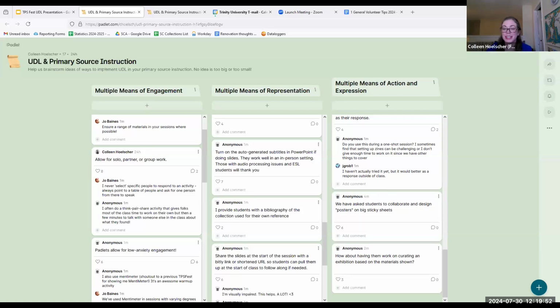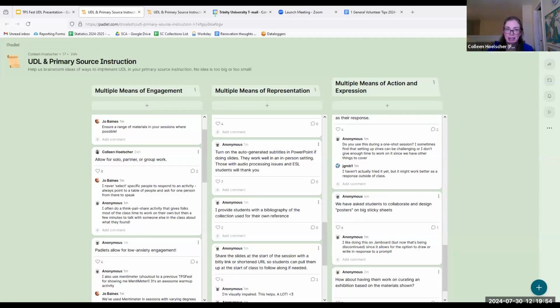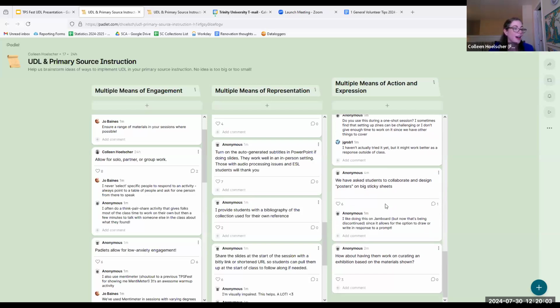Oh, someone just put in the chat that they do zines using Canva. That's a great idea. A lot of our institutions may even have institutional Canva accounts, and our students are really used to working with it. Another person posted that they have students collaborate and design posters on big sticky sheets. And another person said that that's very similar to using Jamboard, since it allows the option to draw or write in response.